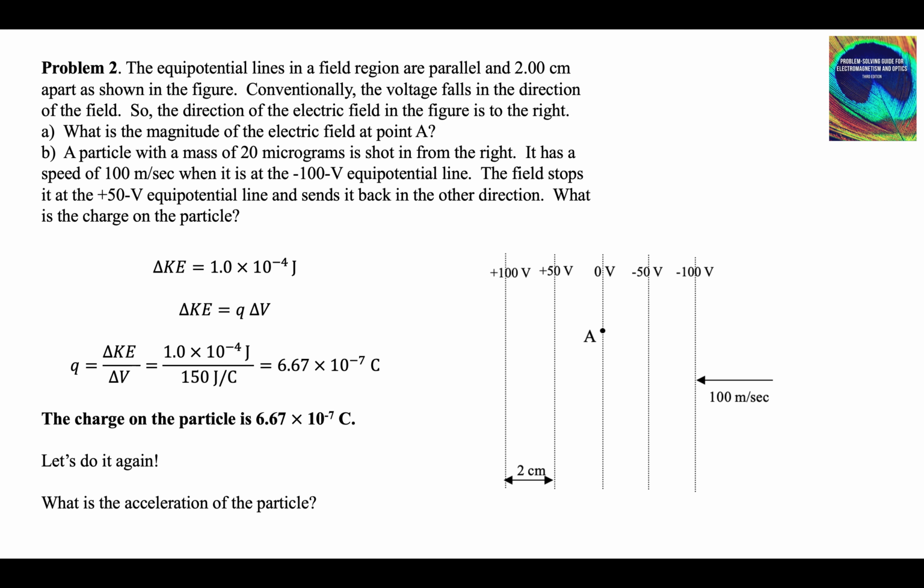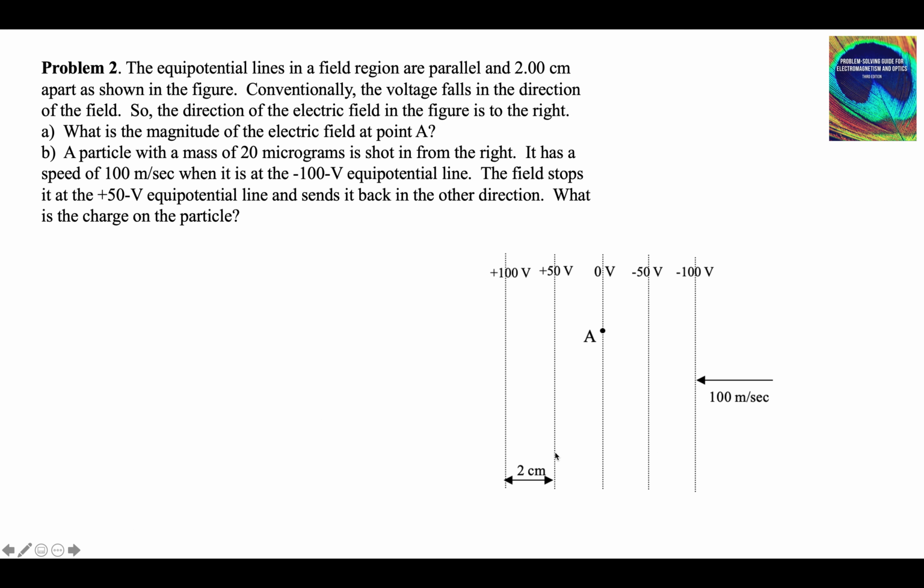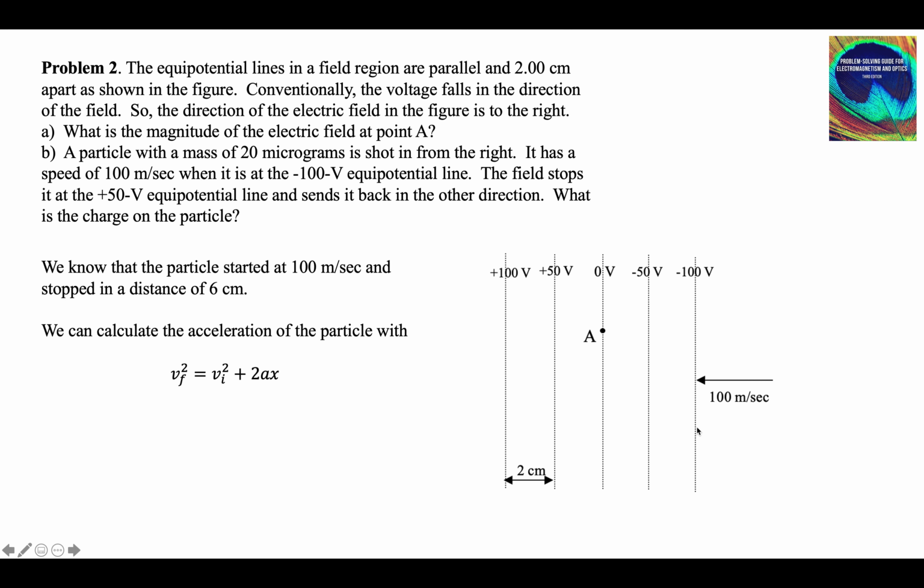What's the acceleration of the particle? We know it goes from here to here, which is 6 centimeters. Minus 100 to plus 50. 2 centimeters, it drops 50, that's 6 centimeters. Started at 100 meters per second, stops in 6 centimeters. We can calculate the acceleration.